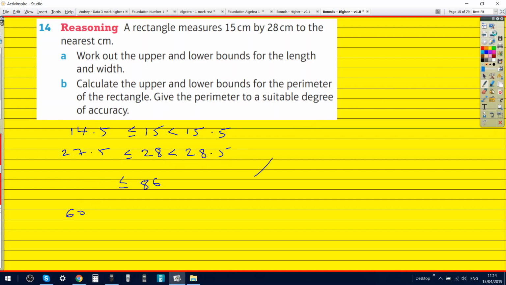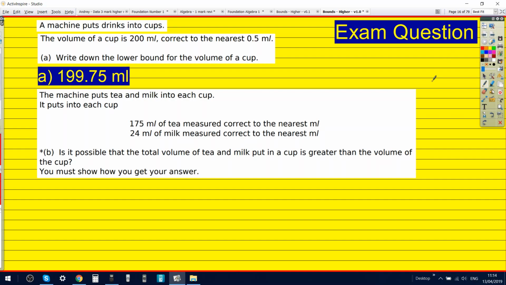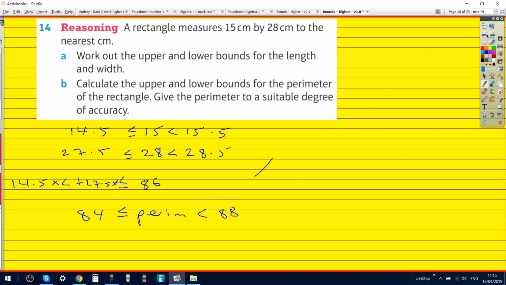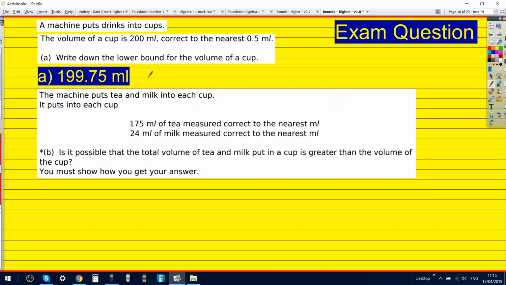I think you'll be okay for the other one. No, I think I did that wrong. So what was it? 14.5 times 2 plus 27.5 times 2? Yeah, that's what I needed to do. I did 14.5 times 2, add 15.5 times 2. Okay. So 14.5 times 2, add 27.5 times 2, which is 84. So that's 84. 15.5 times 2, add 28.5 times 2 is 88. So the perimeter is between 84 and 88. It can be 84, it can't be 88. This was our answer for part A.